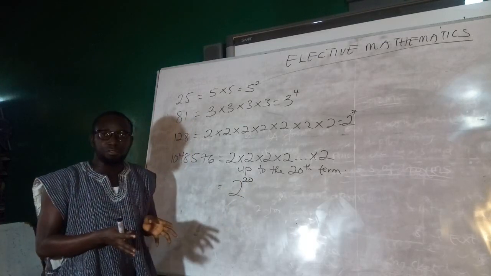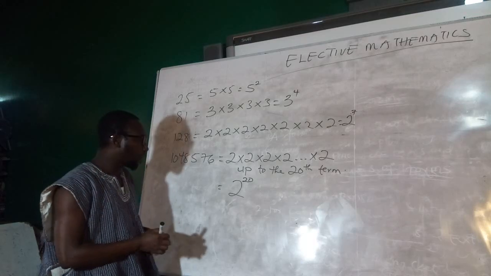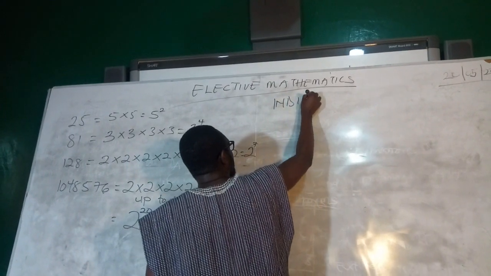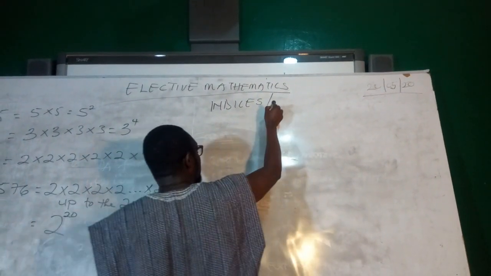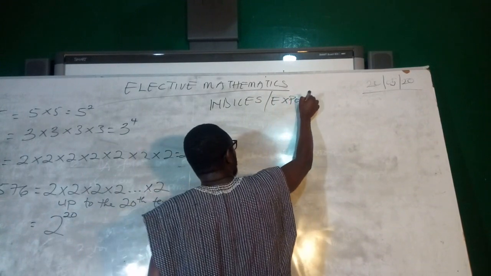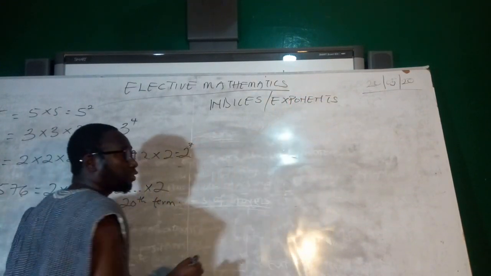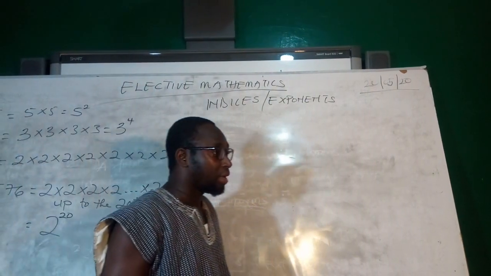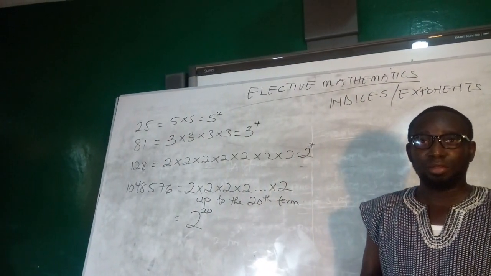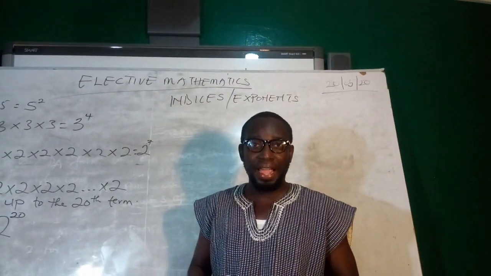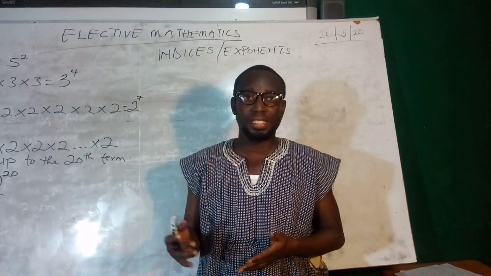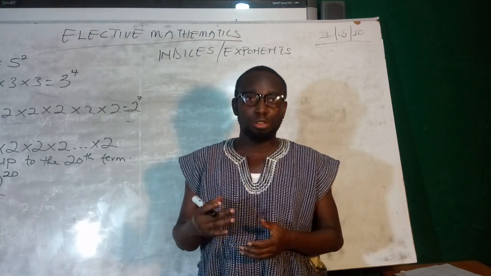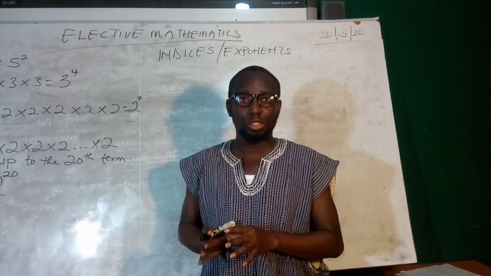Now this shorthand form of writing numbers is known as indices, or exponents. By the end of this lesson, we should be able to define or explain indices in our own words, and then give 3 examples of indices. We should also be able to use the laws and properties of indices to solve questions.